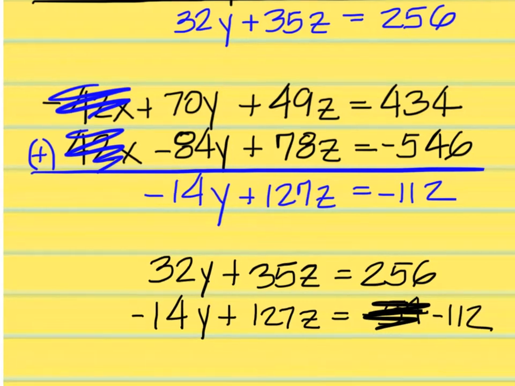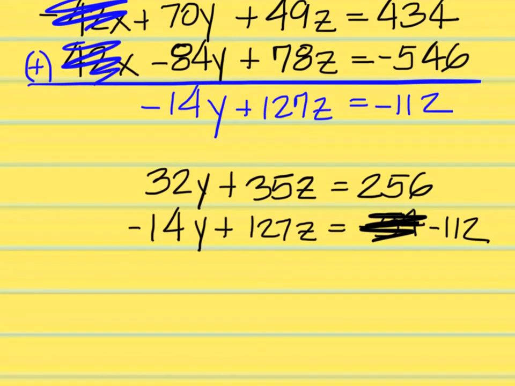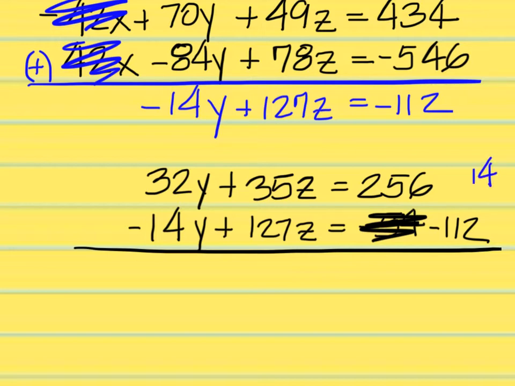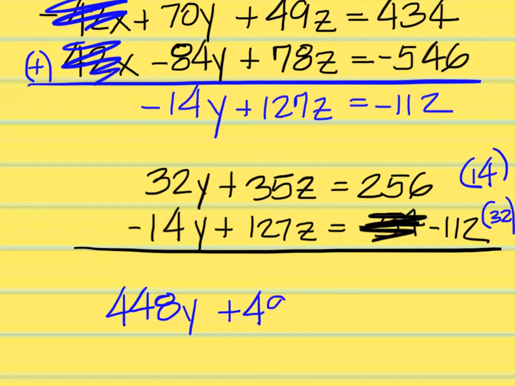Okay, so now you have those two equations to work with. If you want to eliminate the y's, the easiest way is to simply multiply by 14 here and by 32 there. So multiplying by 14 on the top, that's going to give me 448y, and then plus 35 times 14 is 490z, and then 256 times 14 is 3584.